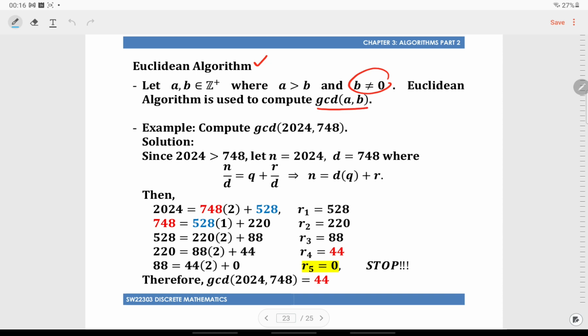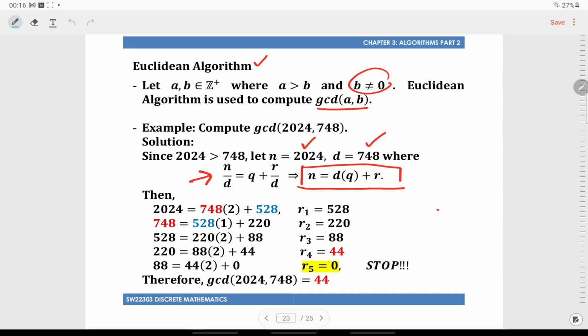Okay, so let's see how to solve this problem. The question asks you to compute the GCD of two numbers, 2024 and 748. Because 2024 is greater than 748, we let n equal 2024 and we let d equal 748, because we want the larger one as the dividend and the smaller one as the divisor. So we have the following equation: n over d equals q plus r over d. When we rearrange, we obtain this equation.